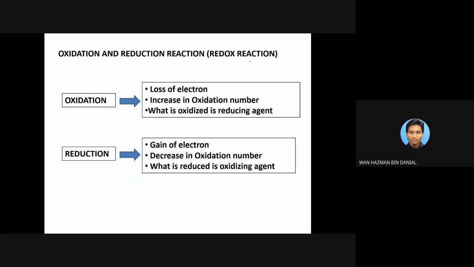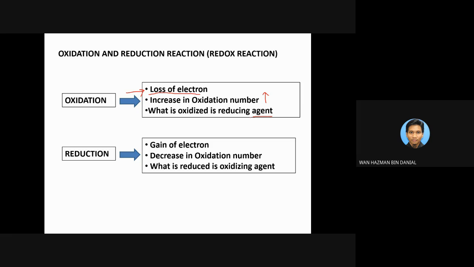So we have two terms for the chemical reactions involved in electrochemistry. In a redox reaction, we have oxidation. When we say oxidation, it is always loss of electrons. Just remember this: oxidation means loss of electrons. So it undergoes the oxidation process, as well as an increase in oxidation number. And what is oxidized is the reducing agent.